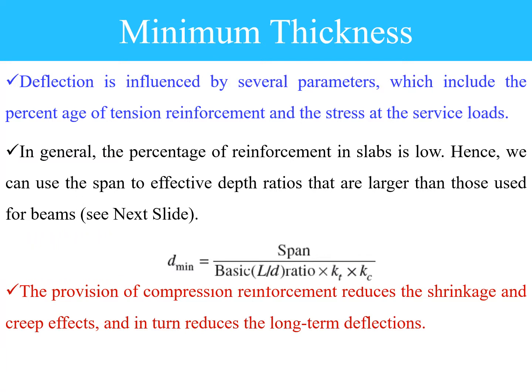Minimum thickness: deflection is influenced by several parameters, which include the percentage of tension reinforcement and the stress at service loads. In general, the percentage of reinforcement in slabs is low, hence we can use span to effective depth ratios that are longer than those used for beams. So d minimum is equal to span divided by the L by d ratio, times kt and kc. These are the factors that depend upon the temperature and shrinkage effect of the concrete.